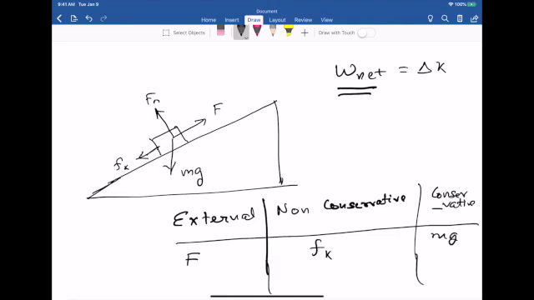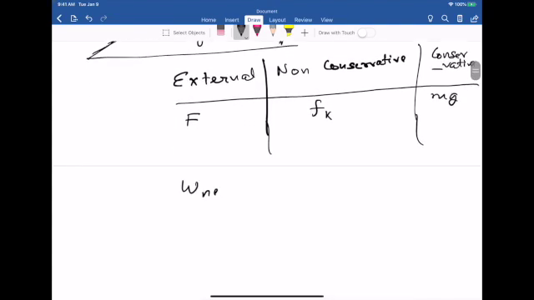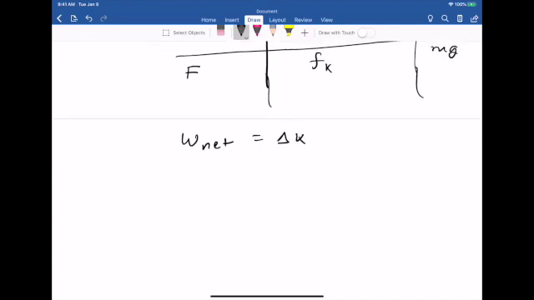So we have broken up our forces into three categories, right? Let's put that down. We'll write the work kinetic energy theorem as W net equals delta K. And so we saw that we can break this W net into work done by an external force, plus work done by non-conservative forces, plus work done by conservative forces, right?